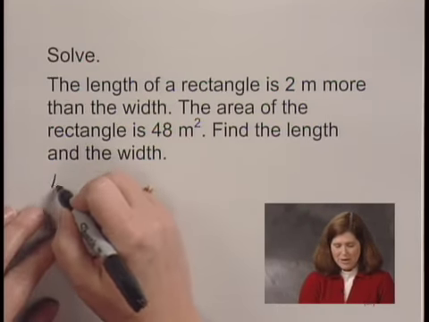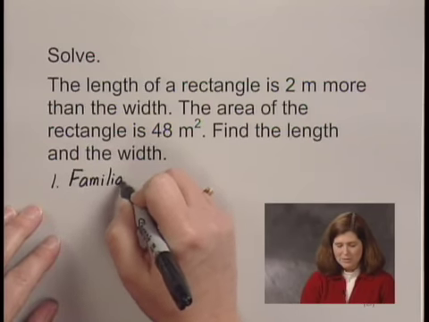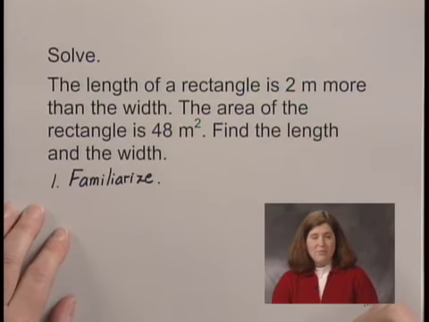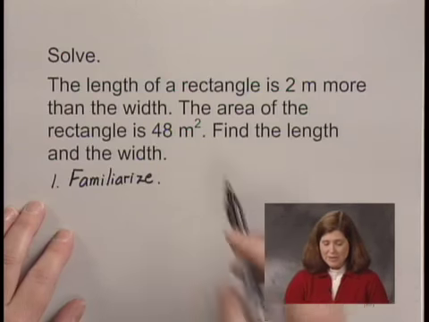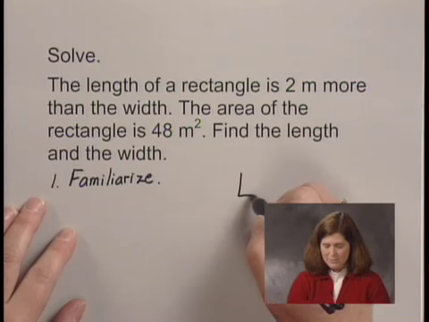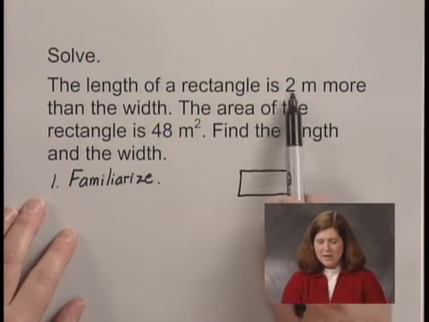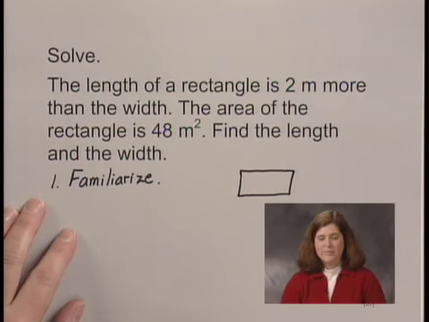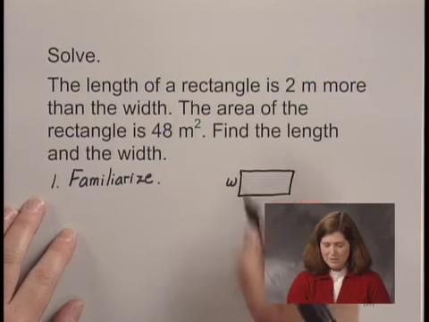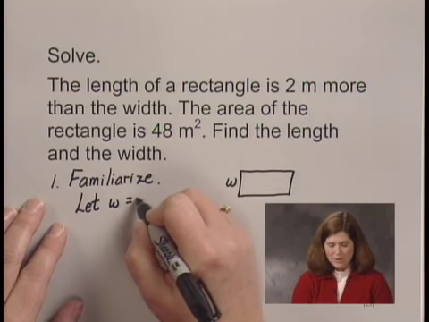And we'll start by step 1, familiarizing ourselves with the situation. A very good way to familiarize yourself with this is to make a sketch. We have a rectangle, and wherever you have a rectangle, you can draw a rectangle. We're told that the length of the rectangle is 2 meters more than the width. So let's use a variable to represent the width. W would be good, and we can say let W equal the width.